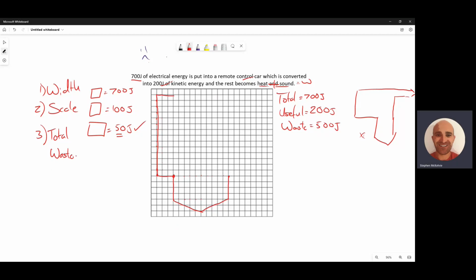Next part, so I've done my waist, I've done my width of my waist, and I've done my arrow. Next part then is I'm going to do my useful top line. And all that means is I'm going to carry this line on past my waist arrow. So here's my waist arrow. I'm going to carry that line on past it.